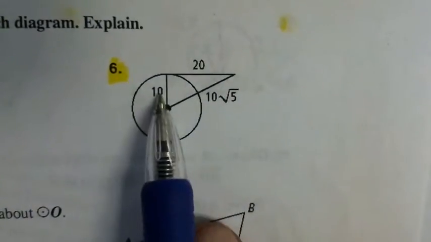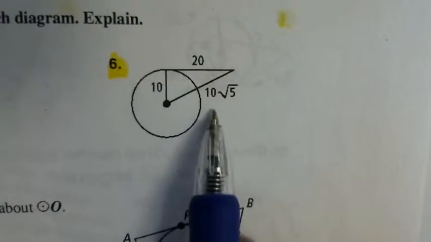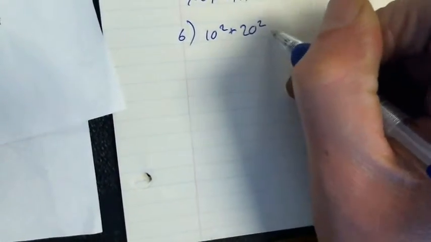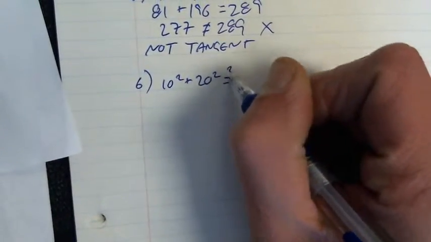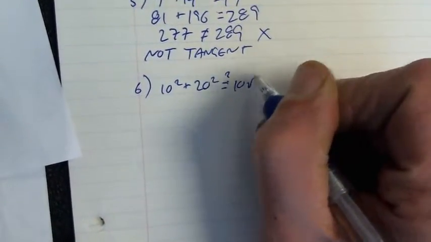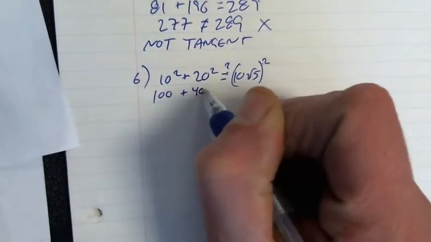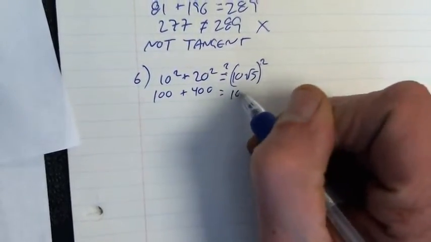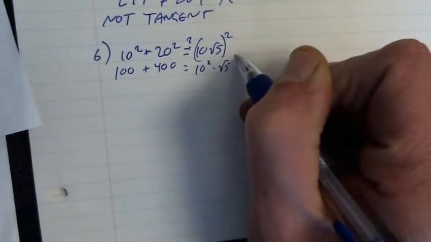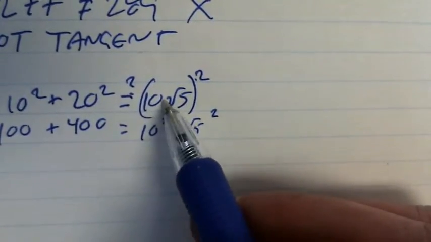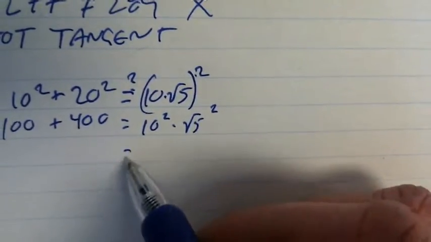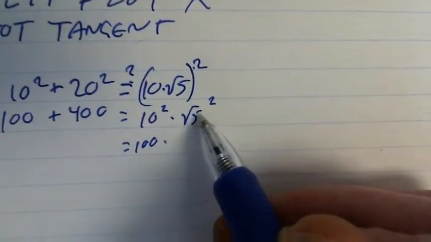Number 6 is 10 squared plus 20 squared equal to 10 radical 5 squared. 10 squared plus 20 squared equal to 10 radical 5 squared. That would be 100, 400, 10 squared times radical 5 squared. Remember, when you square two things that are multiplied, you square each. The 100 times radical 5 squared is 5.